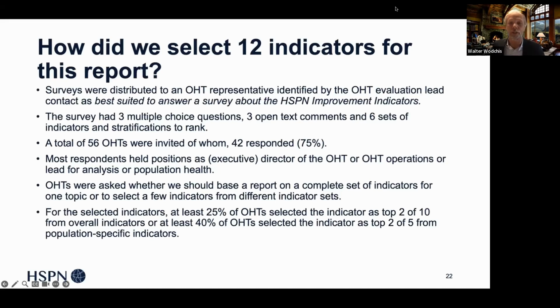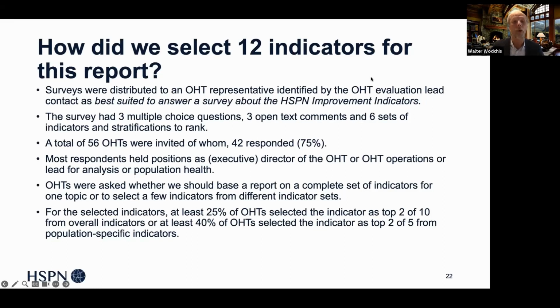So we distributed surveys to an OHT representative. We have an OHT evaluation contact, and we wrote to all of them and said, who is the best person to provide input on the data that we are sending out? That might have been the evaluation lead. In some cases, it was somebody else within the team. There were 56 OHTs invited, 42 responded, a 75% response rate. Most of the respondents held positions as executive directors or leaders in analysis or population health.